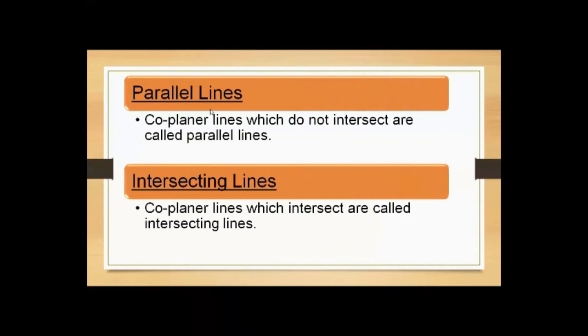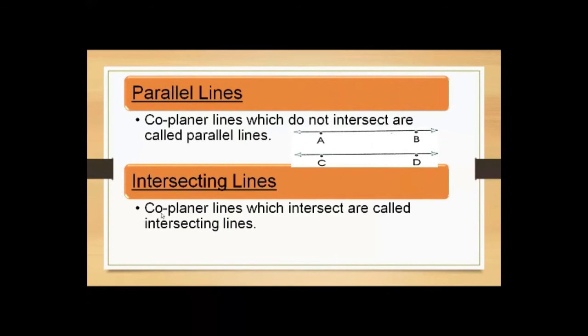Here we have parallel lines. Coplanar lines which do not intersect are called parallel lines. These are the parallel lines. They do not intersect each other. They are parallel to each other, so they are parallel lines.